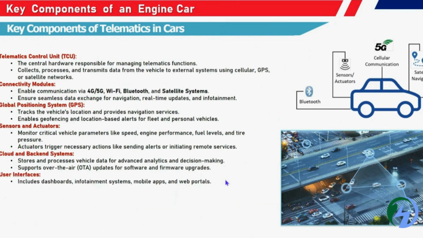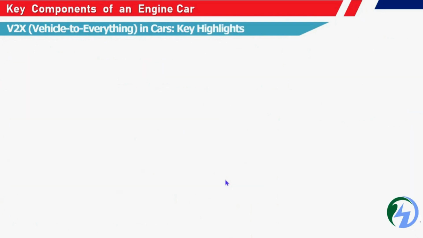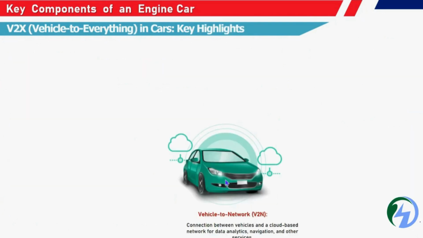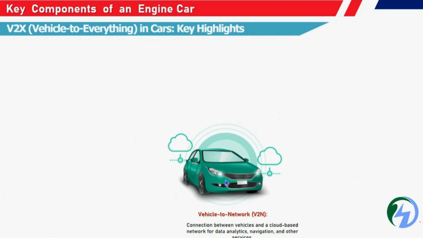And there is the user interface, like the dashboard, infotainment, mobile apps, or web portals, through which it can be managed. And data processing and security: safety and security are very important for whatever data updates we are making, for traveling. And V2X is specifically vehicle-to-everything in cars, which will be highlighted. V2N is vehicle-to-network.